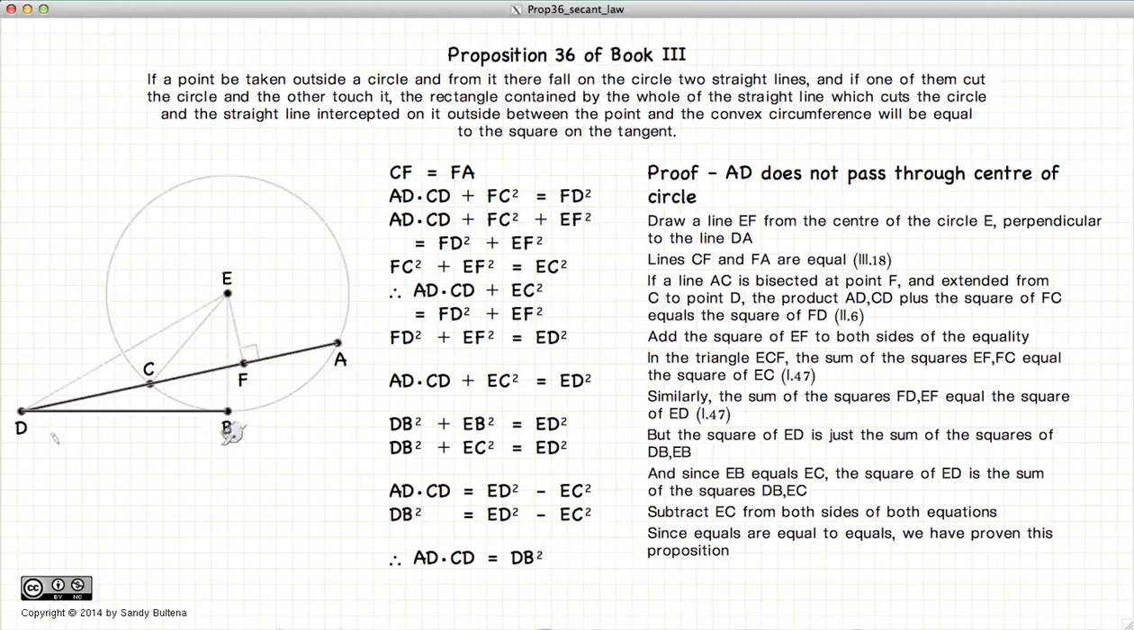So again, what we have shown, if we have a point D outside of a circle, and we draw a line from point D such that it touches the circle, we have another line from point D such that it cuts the circle, then the line that touches the circle, all squared, will be equal to the full line that cuts the circle multiplied by the portion of the line that is outside of the circle. So this all squared is equal to this multiplied by that.